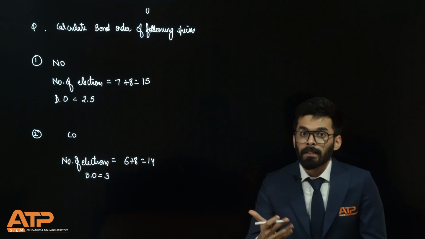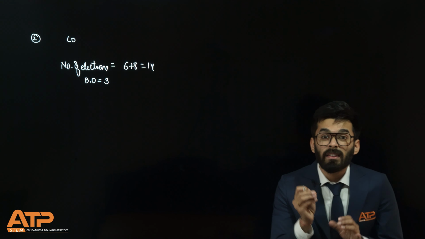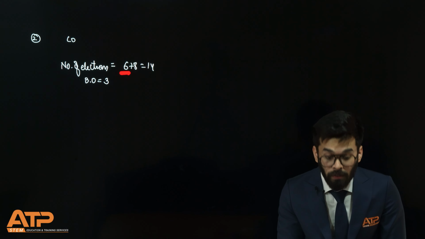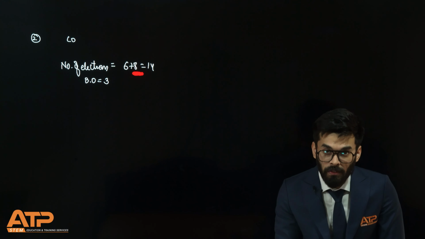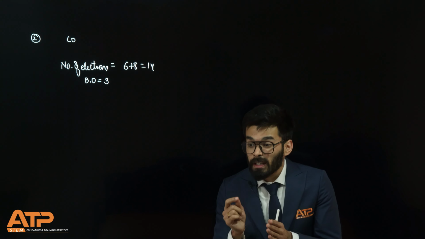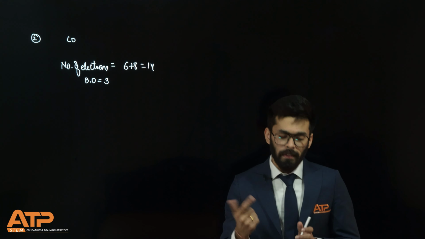Let's do another question. Let's talk about CO. Now in CO, how many electrons are there? Carbon has 6 electrons, oxygen has 8 electrons, so the number of electrons is 14. And when the number of electrons is 14, bond order is 3. Right? Easy. Let's move on to the third question.